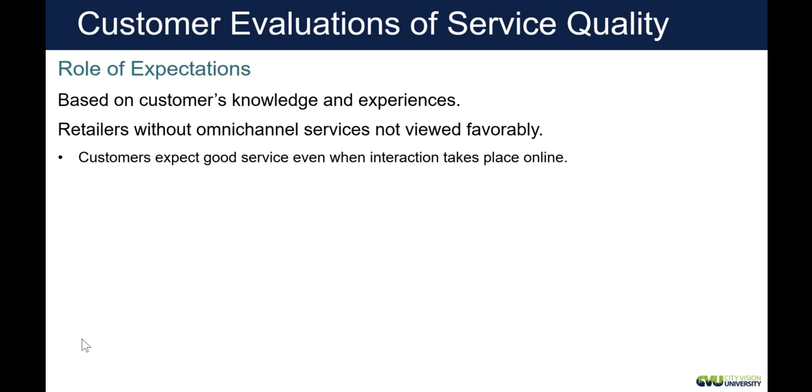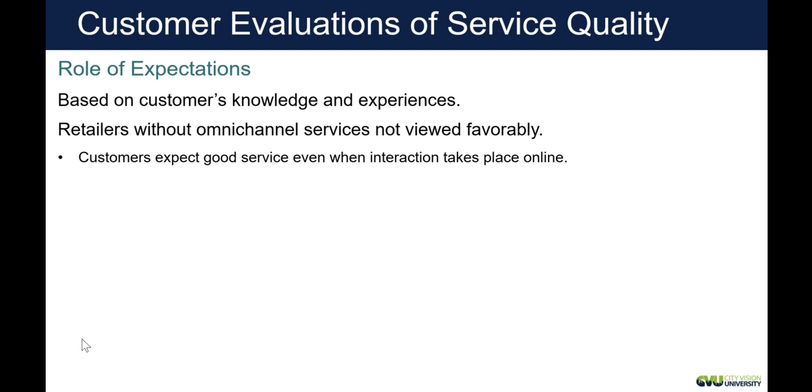So this is where understanding what your customers expect is going to be important, right? So this is some of those things, based on customers' evaluation of service quality.